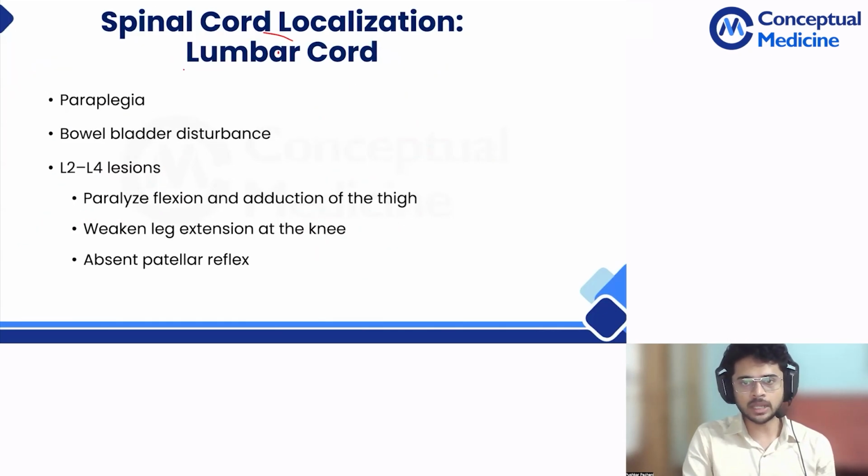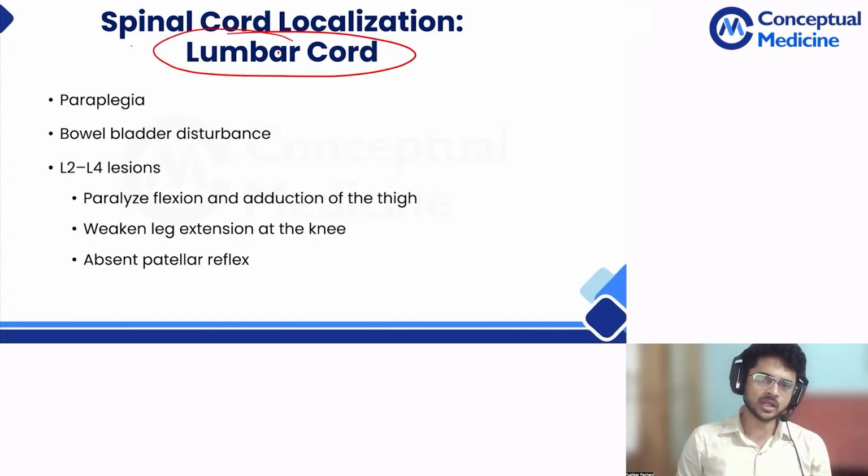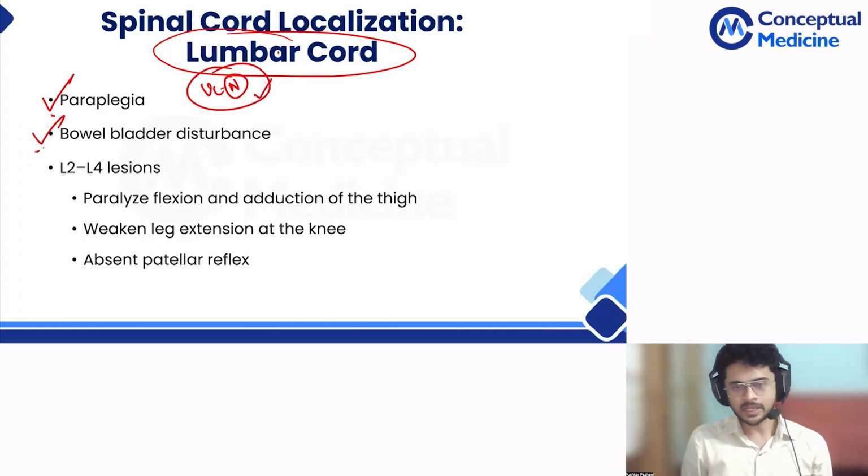Now coming to lumbar cord localization. Obviously the patient is going to have paraplegia, and the upper limbs are going to be normal because the cervical cord is spared. The patient is going to have bowel and bladder disturbance. And depending upon where the lesion is, the patient is going to have different disturbances.